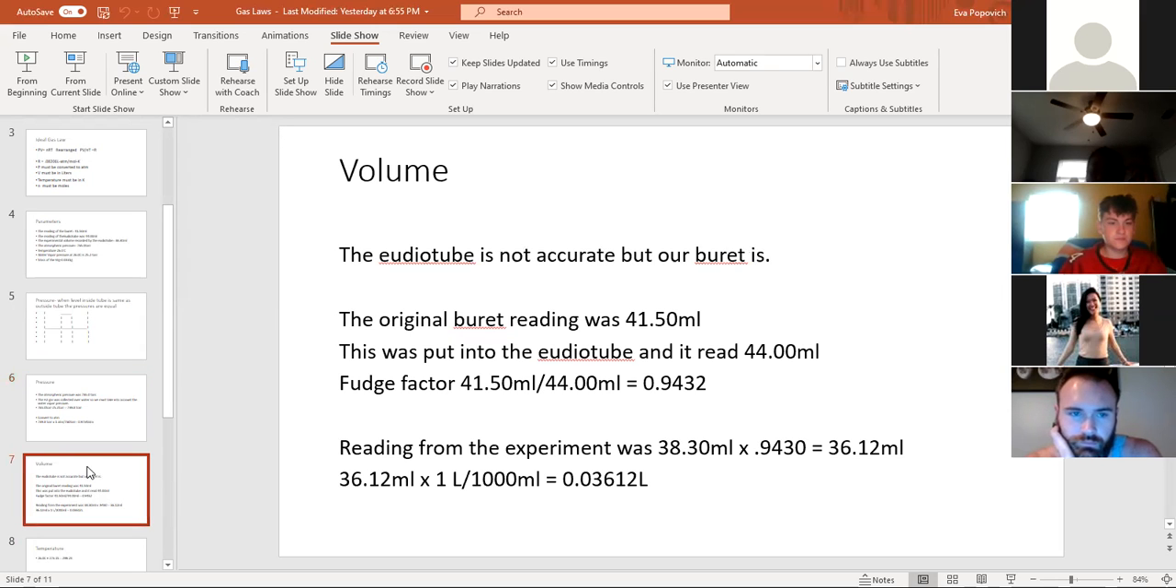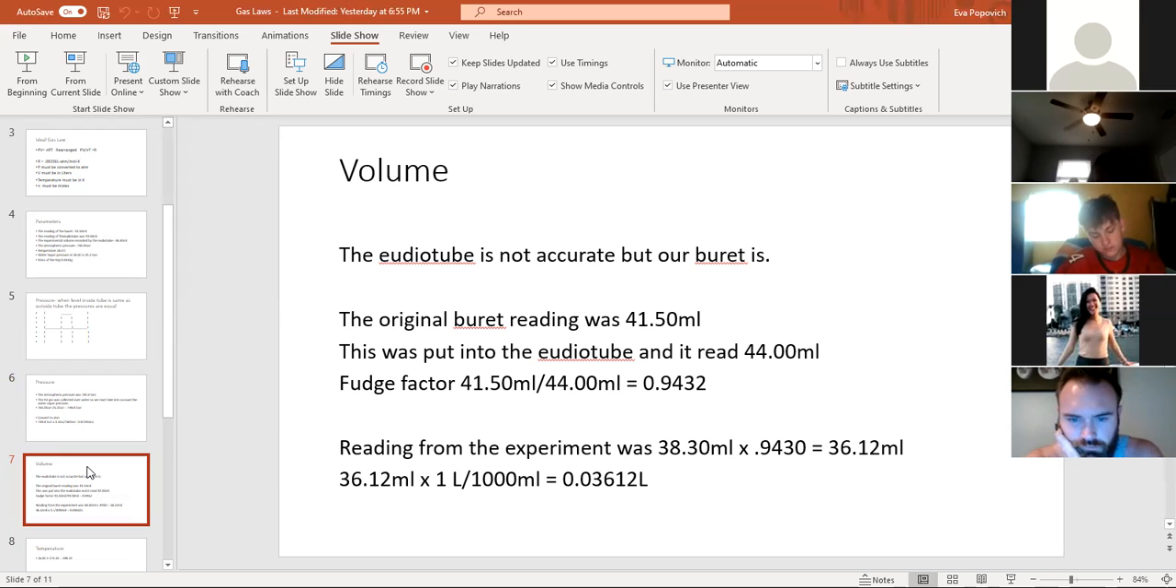Second thing is the volume. Remember, I said I had to move the tube up and down so I got the level inside equal to the level outside. When that occurs, I have to read what value the Eudiometer tube is giving me. But also remember that I said the Eudiometer tube was not accurate.